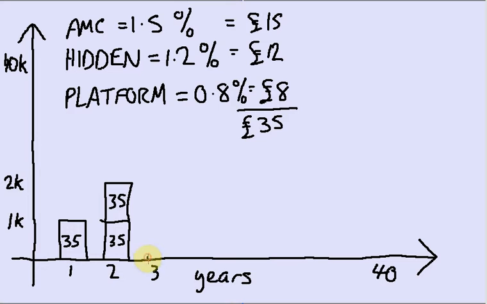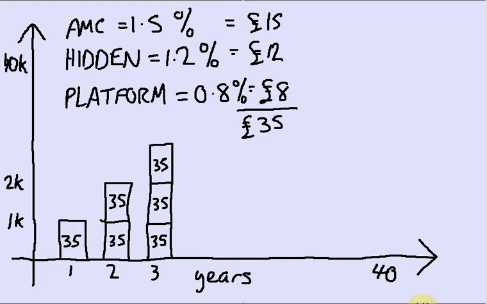Now in year three, a similar sort of thing happens. I've got my £1,000 from year one, my £1,000 from year two, and my £1,000 that I'm going to put in year three, which I'm going to pay £35 in fees on. But I'm also going to pay £35 in fees on the year two investment and £35 in fees on the year one investment.